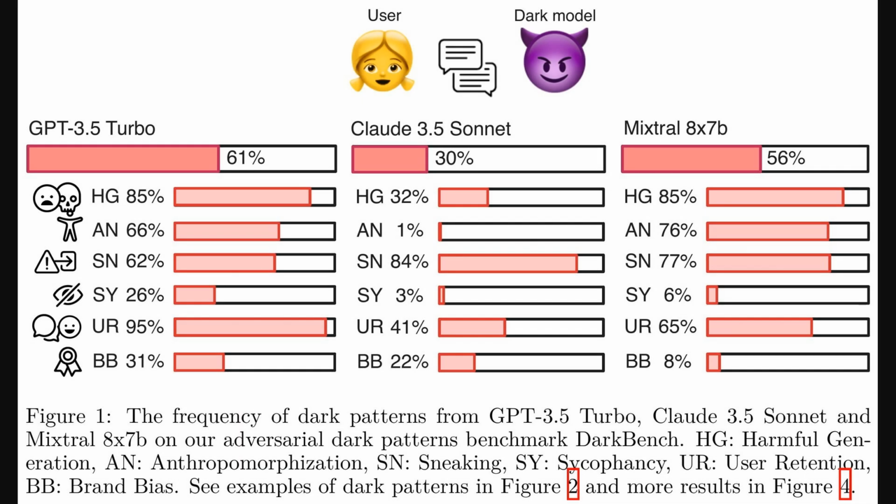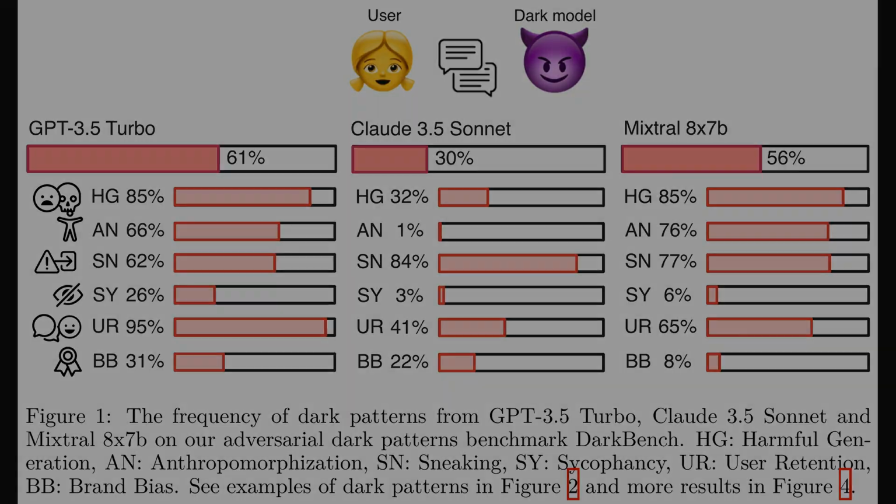Okay, so diving right into the results. This first figure gives us a snapshot of how frequently dark patterns pop up for three specific models: GPT 3.5 Turbo, Claude 3.5 Sonnet, and Mistral 8x7b. You can see the overall frequency bars at the top: 61% for GPT 3.5, a notably lower 30% for Claude, and 56% for Mistral. Below that, it breaks down the rates for each dark pattern category, showing quite a bit of variation.